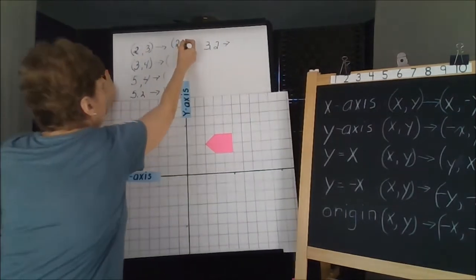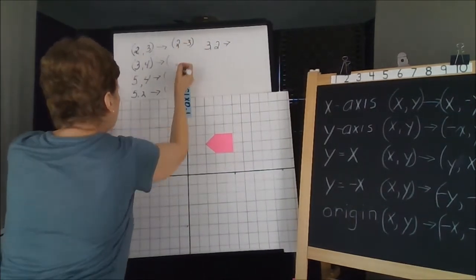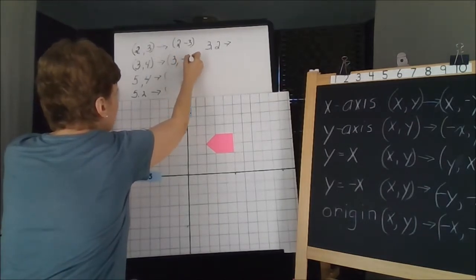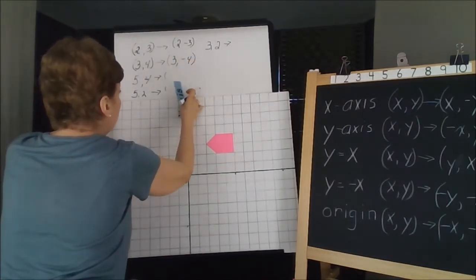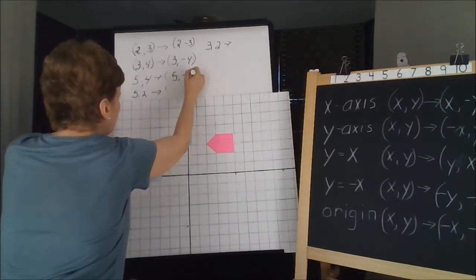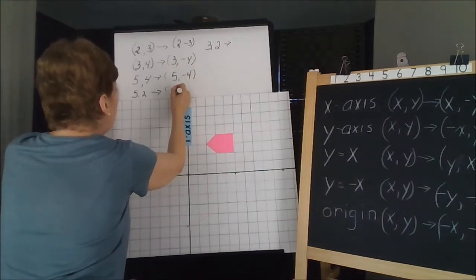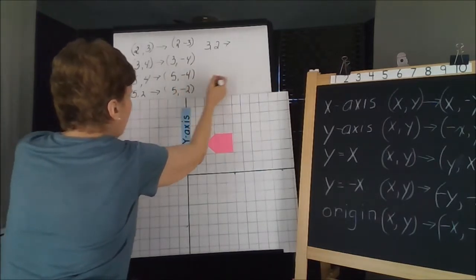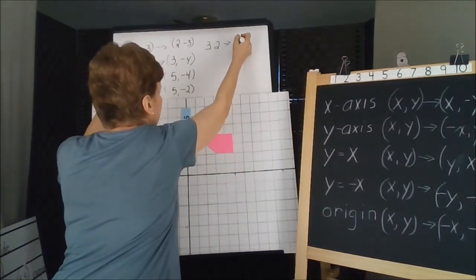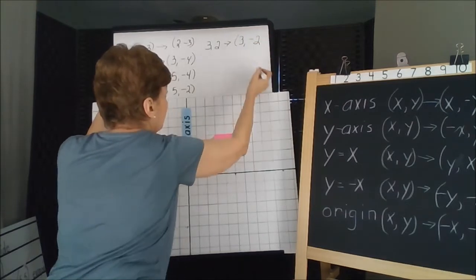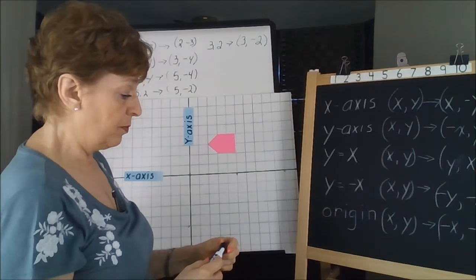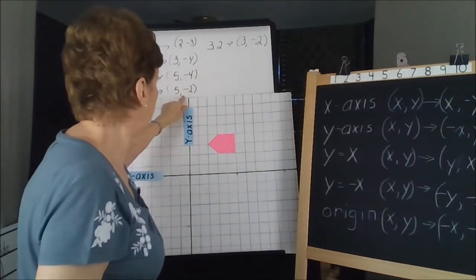So our new point would be negative 3. Here we're going to keep our first and negative our next. Keep the x, make the next one negative. Keep, negate. I'm just following the rules here for what it says. Keep and negate. So plotting our new pairs of points would be this one right here.